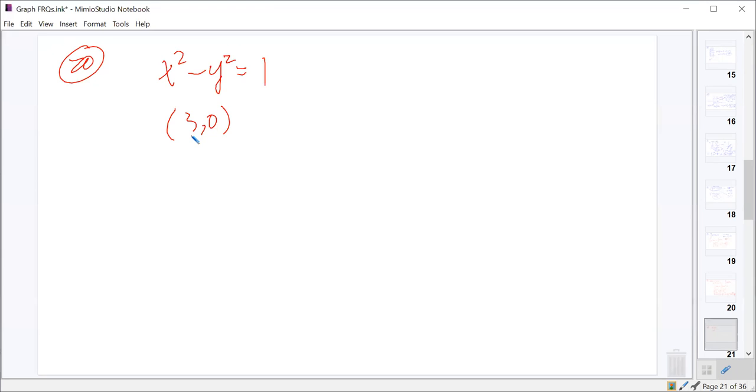So it doesn't really matter what this function looks like. We know that the distance between any point on this function, which we'll just call x comma y, and the point 3, 0 ought to be the square root of, we'll say, x minus 3 squared plus y minus 0 squared. All right, so that's the distance between a point here and a point here.